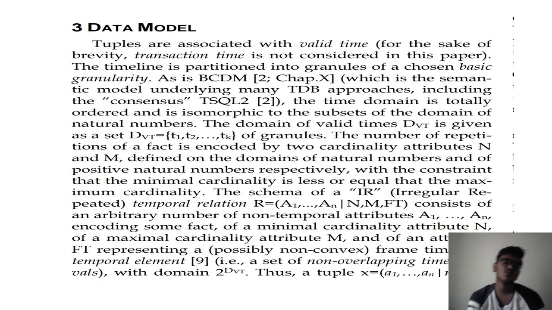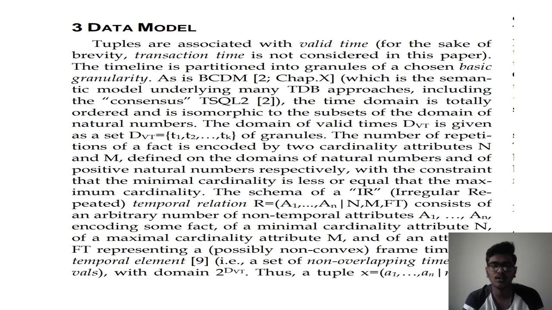Data model. Let us see what the data model is. Tuples are associated with a valid time. For the sake of brevity, transaction time is not considered in this paper. The timeline is partitioned into granules of a chosen basic granularity, as in BCDM, which is the semantic model underlying many TDB approaches, including the consensus. The time domain is totally ordered and is isomorphic to the subsets of the domain of the natural numbers.